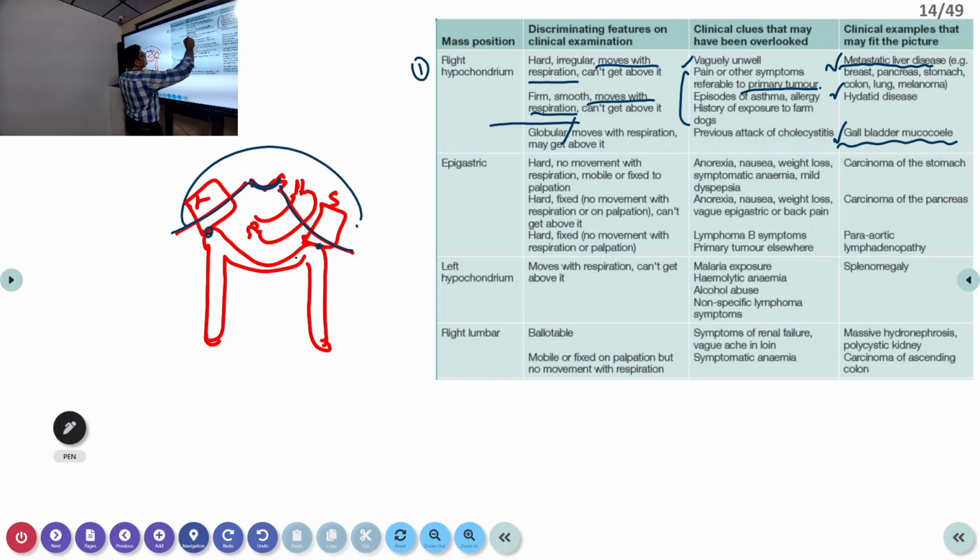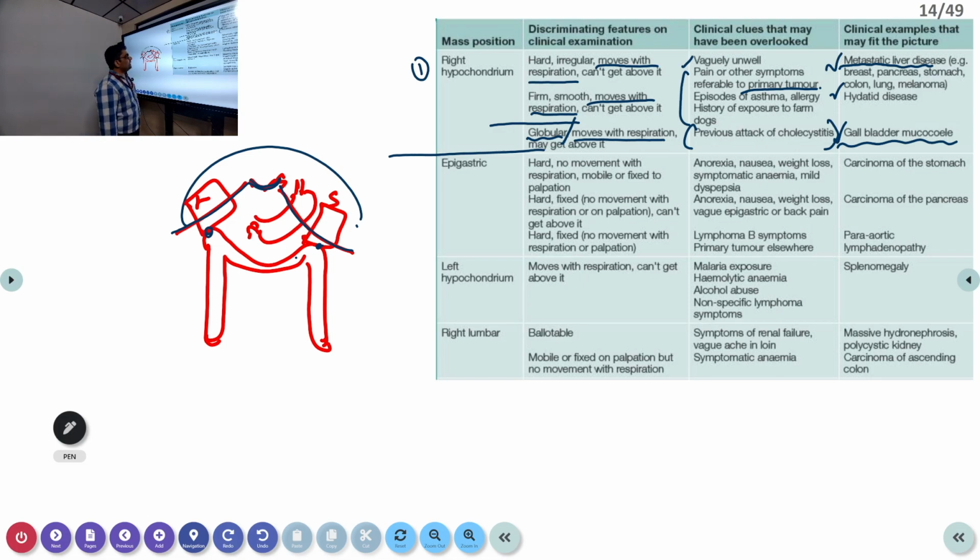Okay, so if it is globular and if it is not irregular, it means that it may be a mucocele. Otherwise, if it's irregular, very hard, then you can suspect gallbladder malignancy also. Okay, so it will also move with respiration, and if it's a mucocele, the patient will have a previous history of cholecystitis, and a previous history of stone in the gallbladder may be there. Okay, so that's about the right hypochondrial masses.